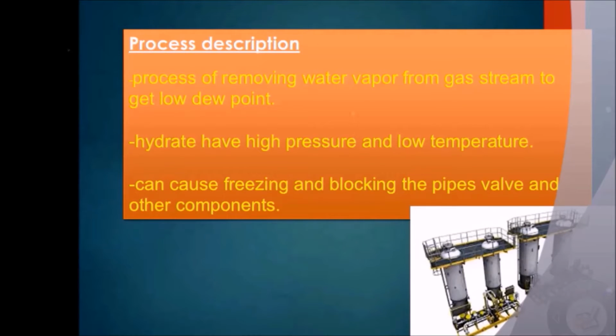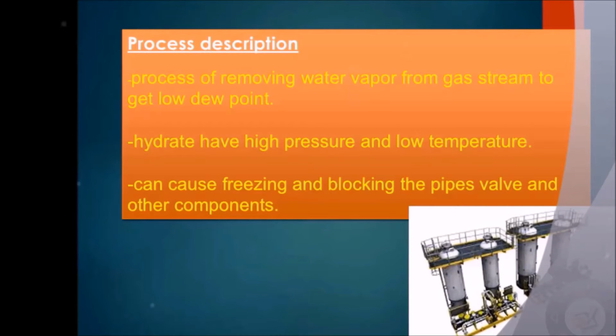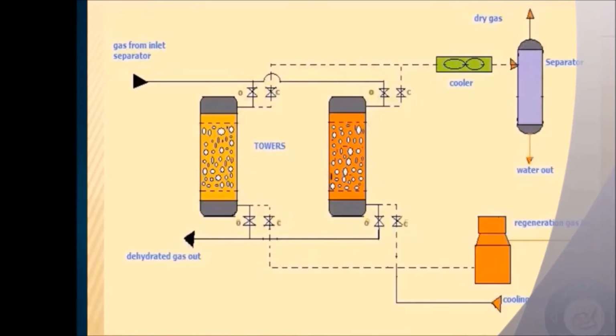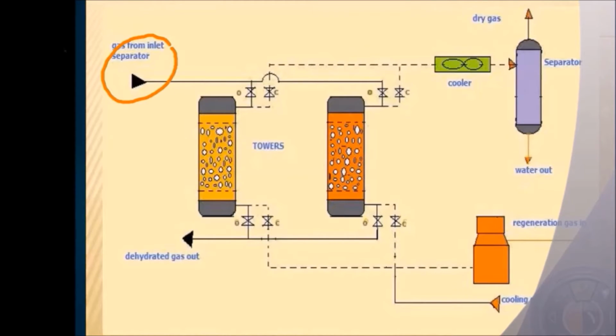This is the process of removing water vapor from the gas stream to get a low dew point. This is because hydrated gas at high pressure and low temperature can cause freezing and block the pipes, valves and other components. Okay, so the gas will enter from the inlet separator. This is where the free liquid and solids will be removed.